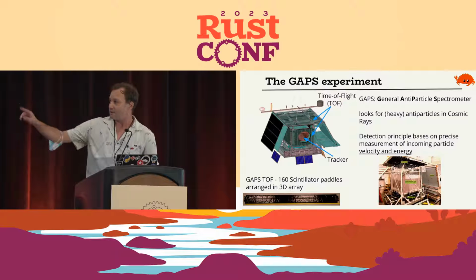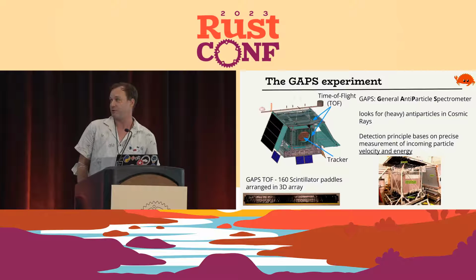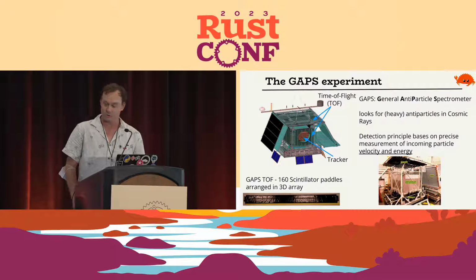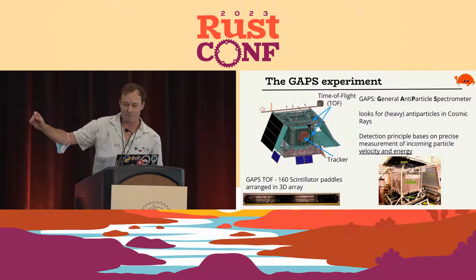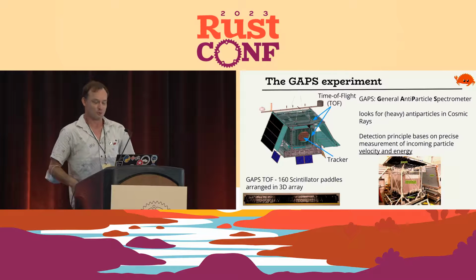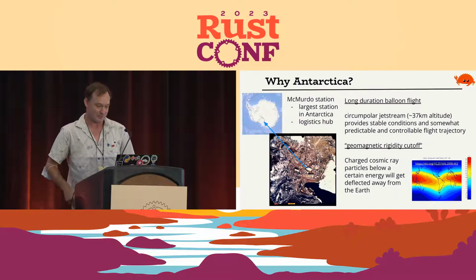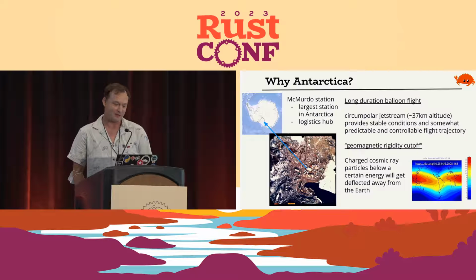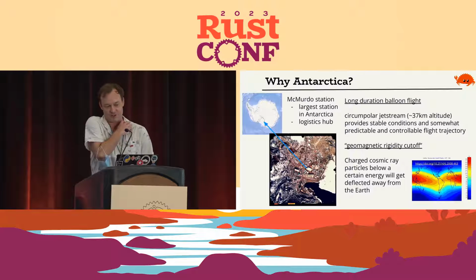In the bottom there's a picture of the actual experiment. This is the thing we're going to hook up to the balloon. What you see at the top is one of the planes for this time of flight system I was just telling you about. It would fit in this room, but for a balloon, it's rather big. So the title of my talk is Rust in the Skies over Antarctica.